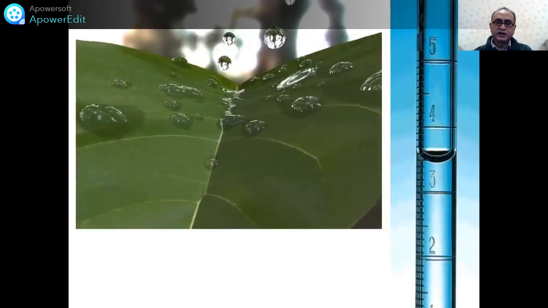Similarly, you can see over here that adhesive force and cohesive force. Here, the cohesive force is greater, right? That is why the water molecules, the water droplets are not going to be absorbed here. And you can see a concave meniscus in the burette.